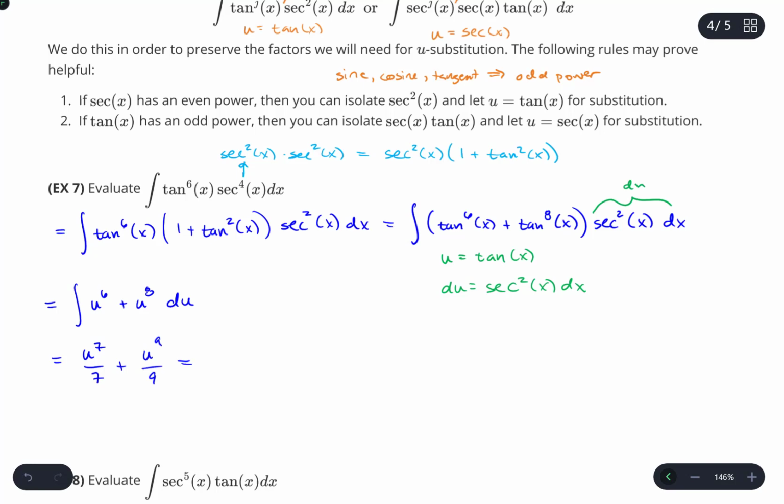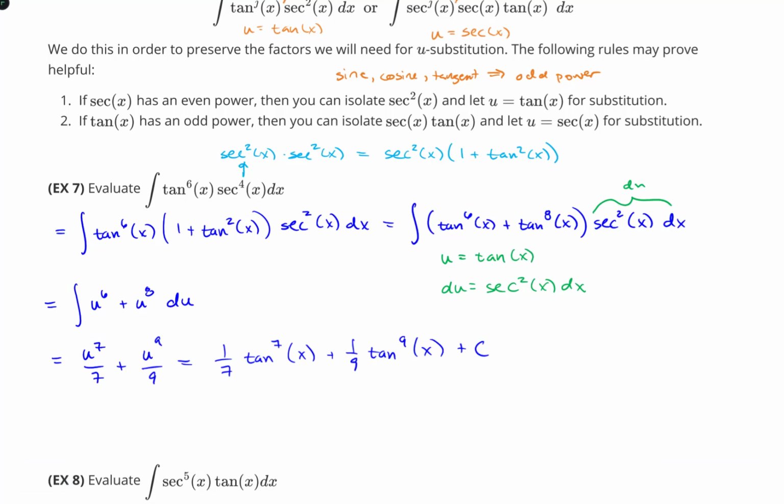And substituting back for u, I would have 1/7 tangent to the seventh of x plus 1/9 tangent to the ninth of x plus c. And then I'm all finished at that point. Now the key things to know that this was going to work, first off, if you remember the rules here about even powers and odd powers to watch out for.